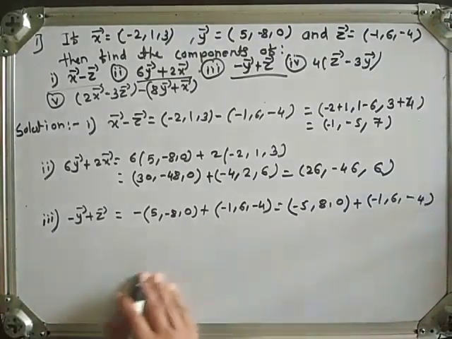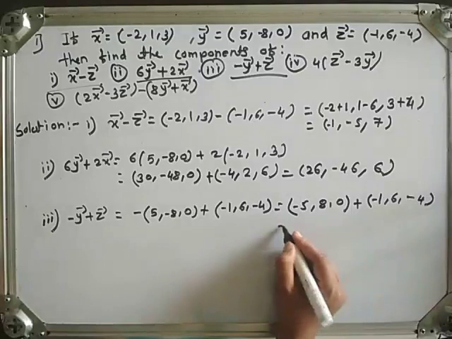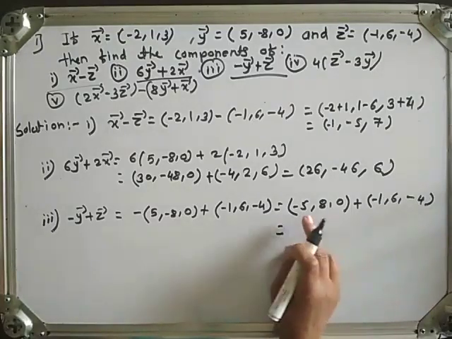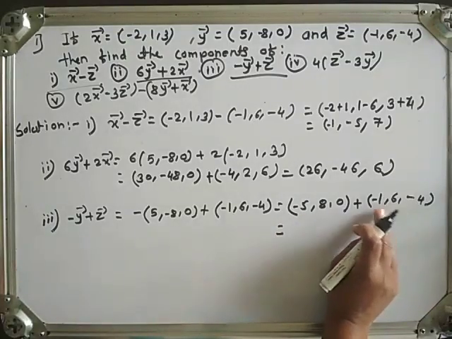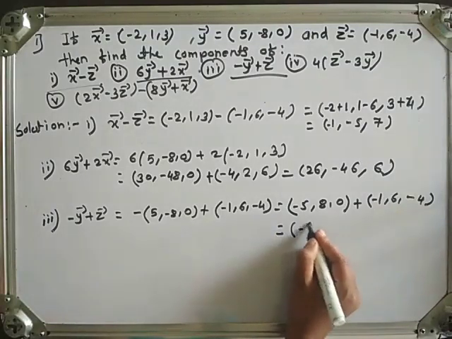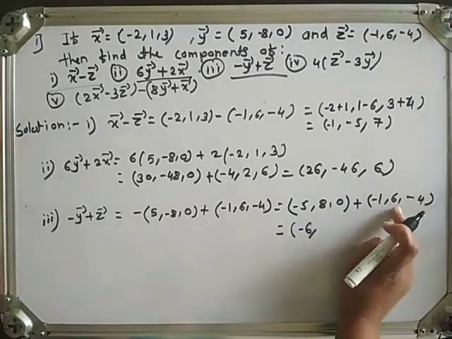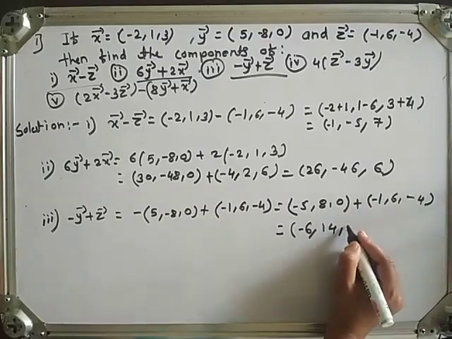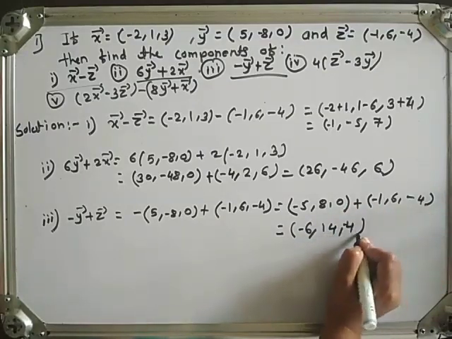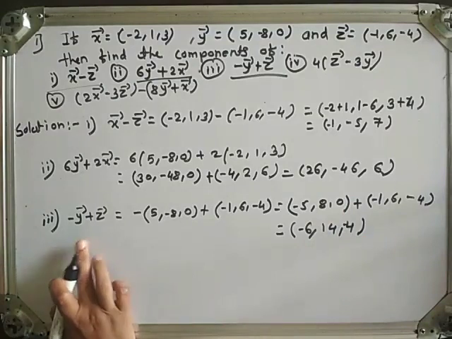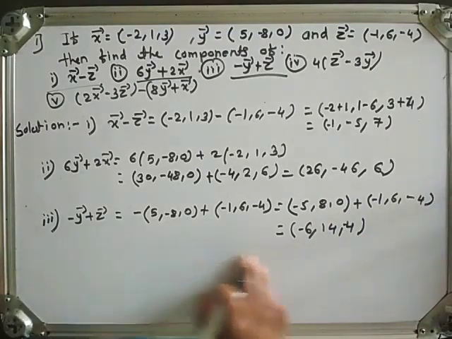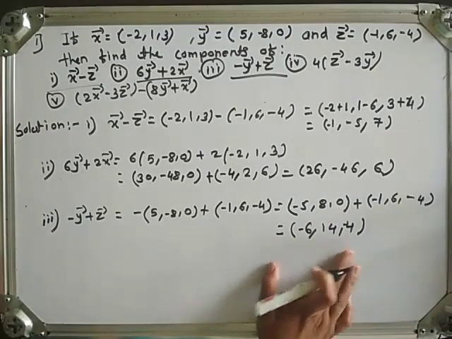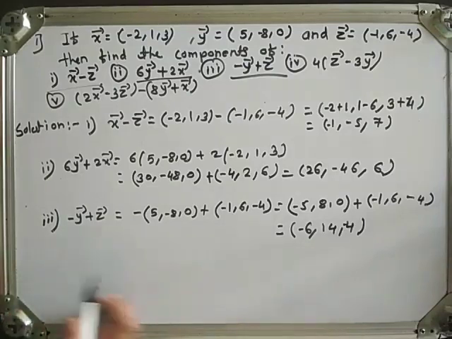See here, -5 minus 1 is -6. 8 plus 6 is 14, and 0 minus 4 is -4. Therefore, the component of minus y bar plus z bar is equal to -6, 14, -4.